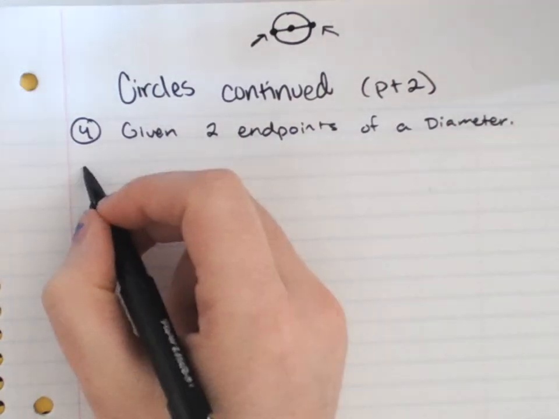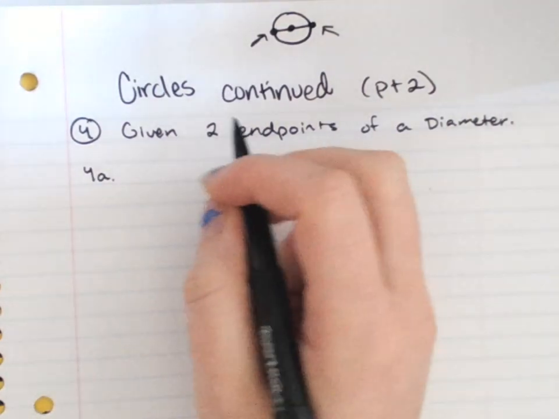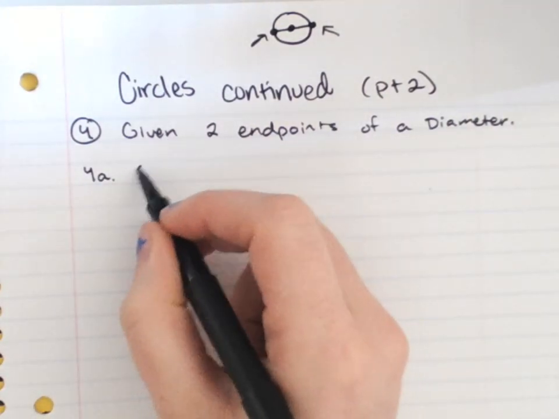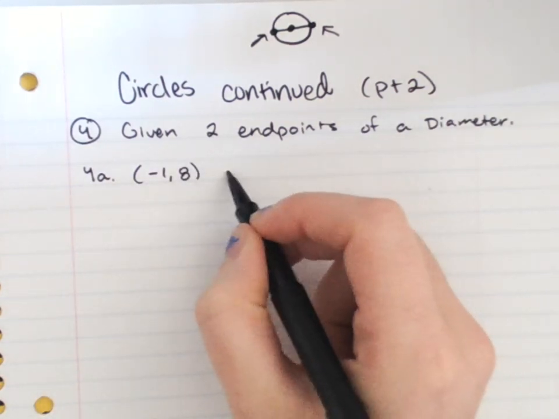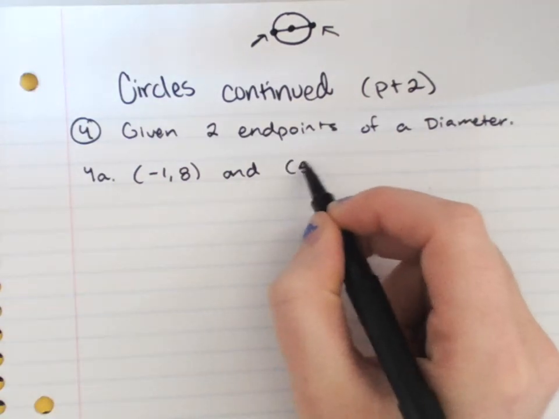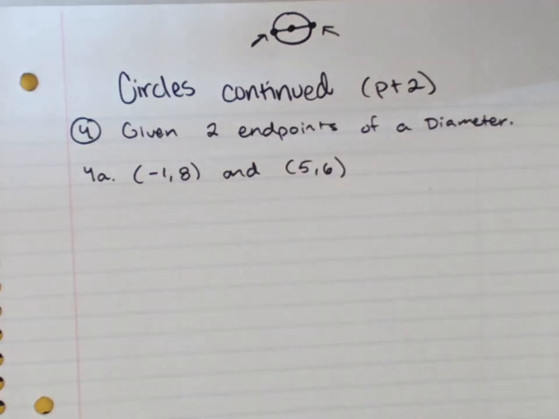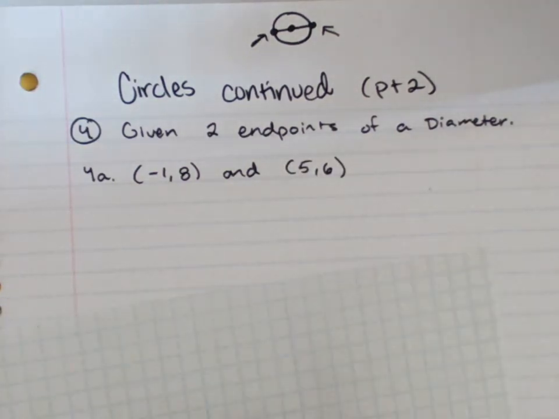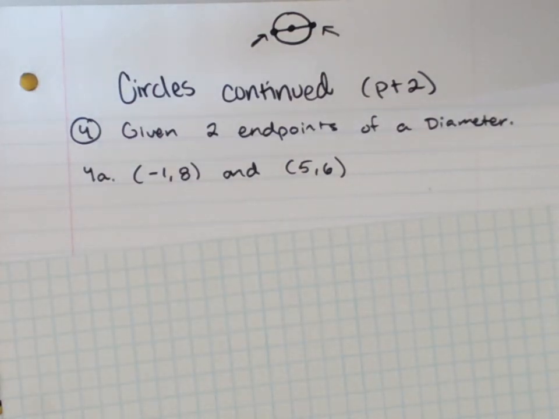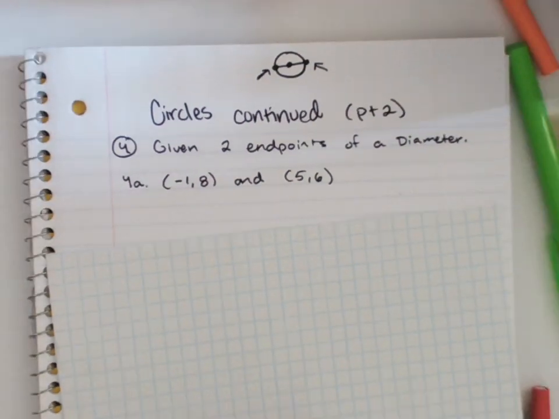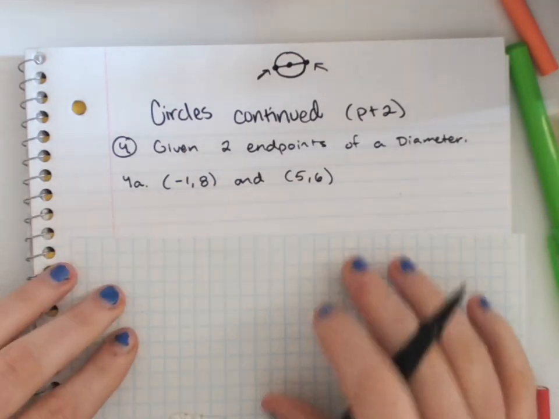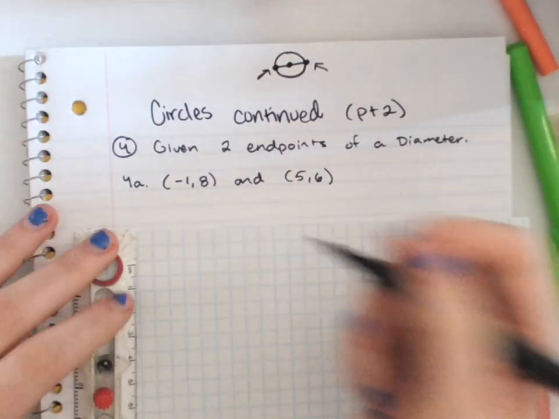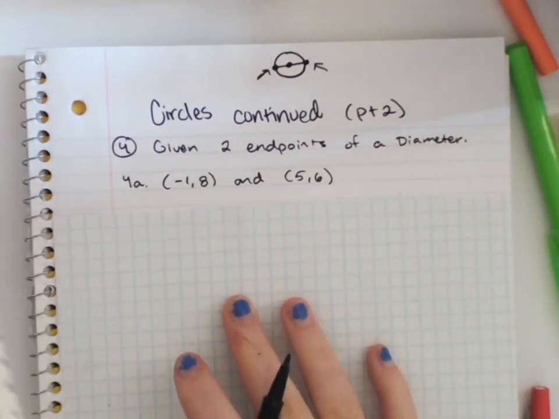So this would be 4a. What would happen if I gave you the coordinates -1, 8 and 5, 6? So, like the 3a, I am going to graph it just to give a visual. So I know I need to get the -1 there, I need to get 6.